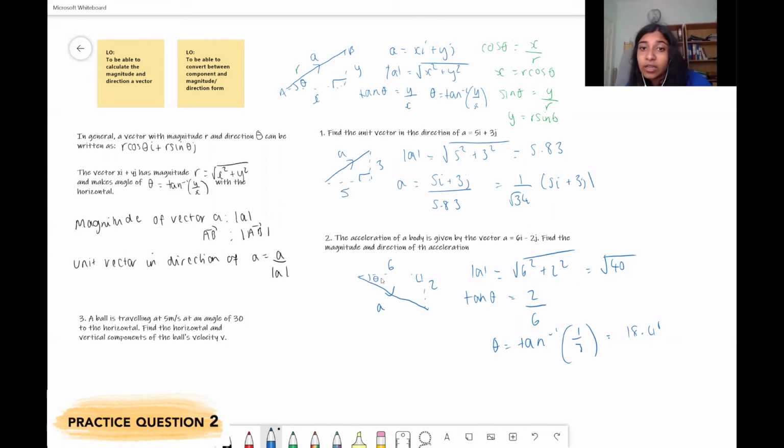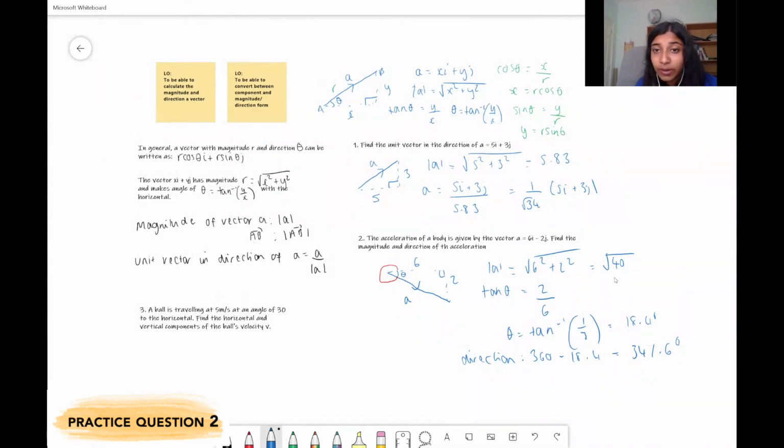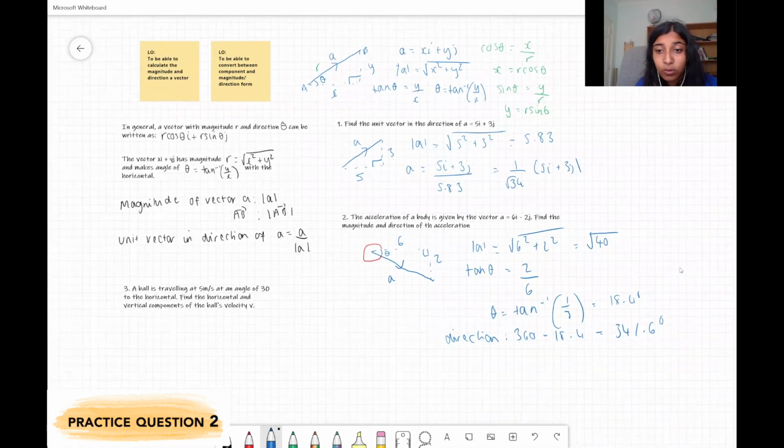However, the direction is always measured anti-clockwise from your positive x-axis. So your actual angle that you want to measure would be from your horizontal anti-clockwise to here. So be that angle, not the little one we have. So your actual direction is 360 minus your 18.4, which is 341.6 degrees. So we have our magnitude as square root of 40 and we have our direction of 341.6.